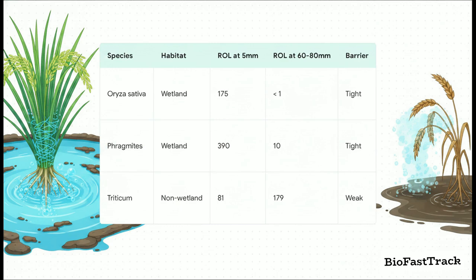This barrier perfectly seals the root, funneling all that precious oxygen strictly to the apex so it can keep pushing into the anaerobic soil. Now contrast that with Triticum, your standard non-wetland wheat. It has a completely weak barrier. It leaks massive amounts of oxygen high up the root. So if you flood standard wheat, it bleeds its oxygen into the mud and drowns, which is exactly why flooded fields absolutely destroy global crop yields.